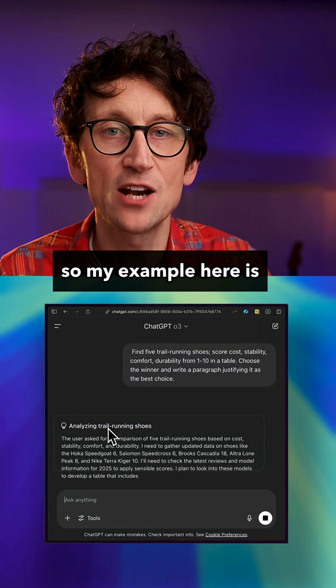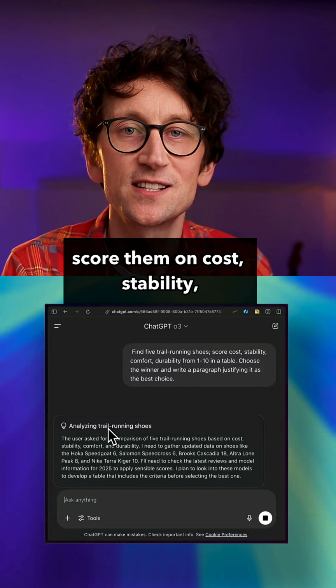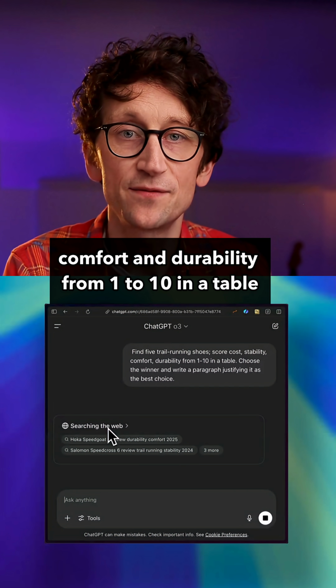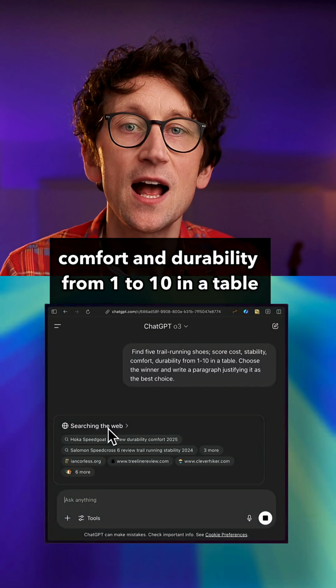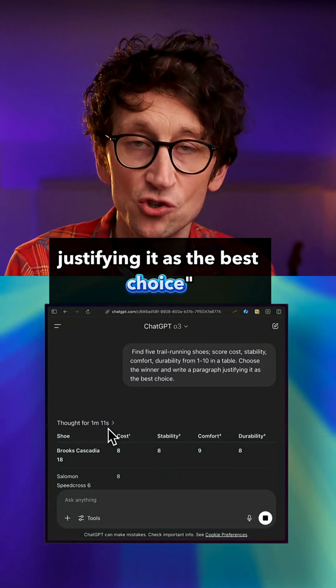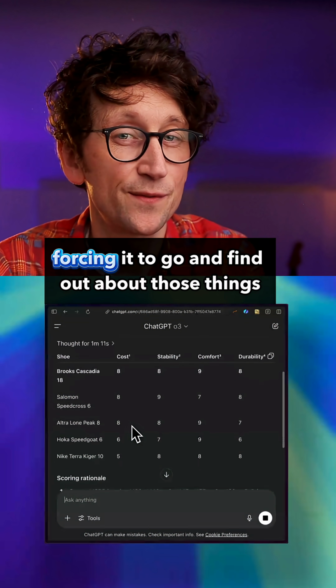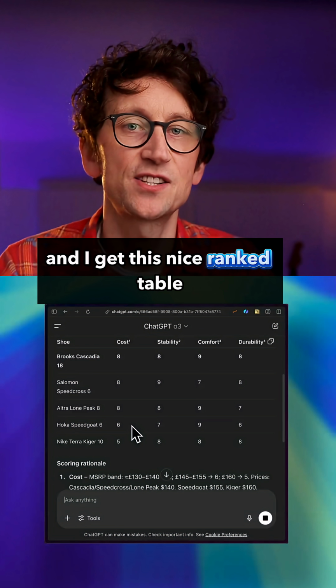So my example here is find me 5 trail running shoes, score them on cost, stability, comfort, and durability from 1 to 10 in a table, and then choose the winner and write a paragraph justifying it as the best choice. So by asking it to score on those criteria, I'm actually forcing it to go and find out about those things, and I get this nice ranked table.